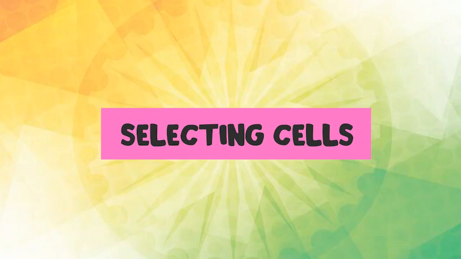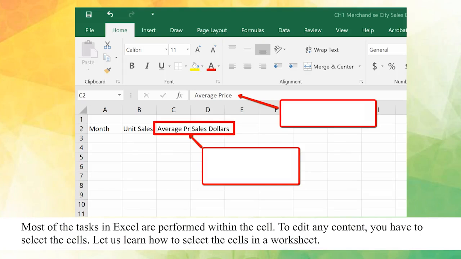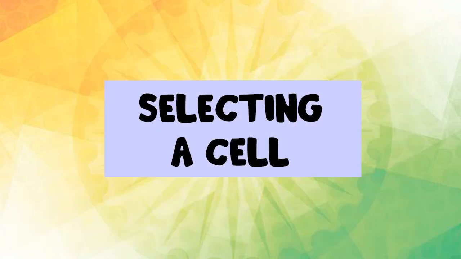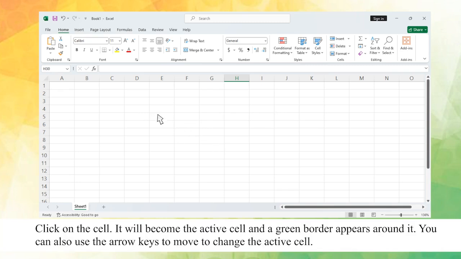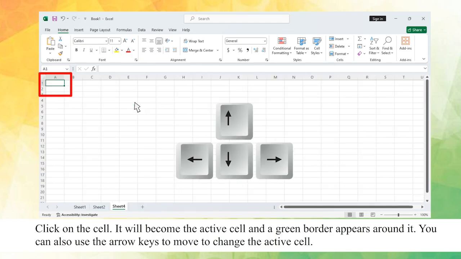Selecting cells. Most of the tasks in Excel are performed within the cell. To edit any content, you have to select the cells. Let us learn how to select the cells in a worksheet. Selecting a cell. To select a cell, follow the given steps. Click on the cell. It will become the active cell and a green border appears around it. You can also use the arrow keys to change the active cell.